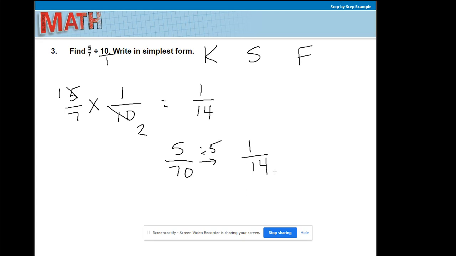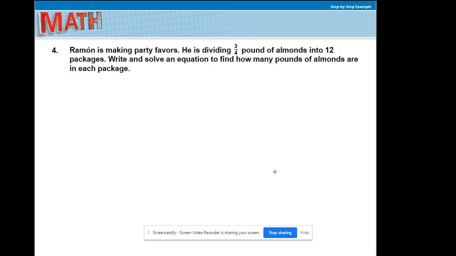All right, number 4, Ramon is making party favors. He is dividing 3/4 pounds of almonds into 12 packages. Write and solve an equation to find how many pounds of almonds are in each package. So what we're going to do is take 3/4 and divide it by 12, because that is the first number that we have, and that is the second number we have.